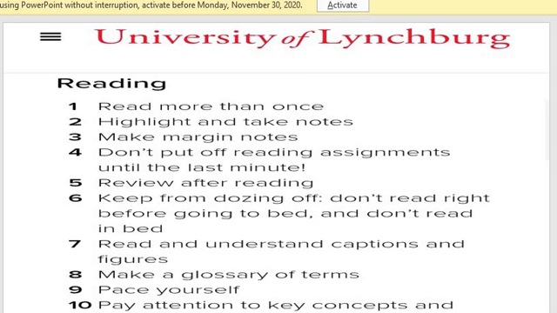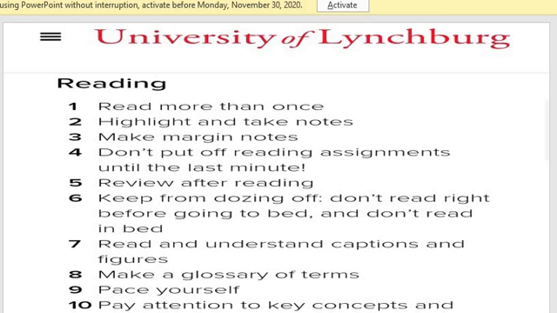Next is review after reading. Whenever you read your material or paper, review that. Review after every reading. That is a very crucial and key point for you.